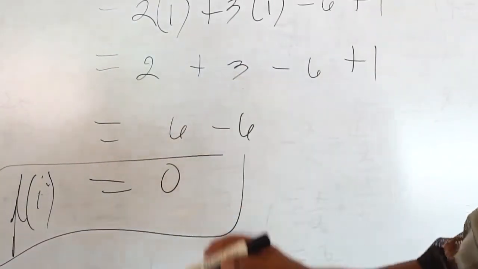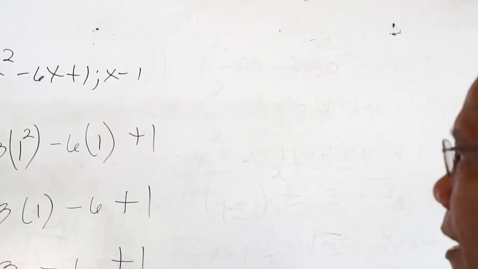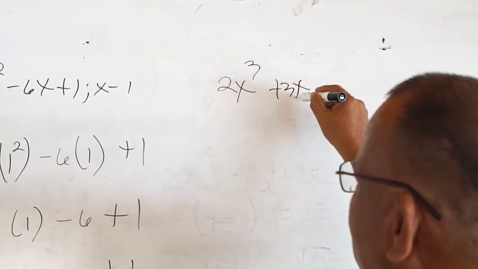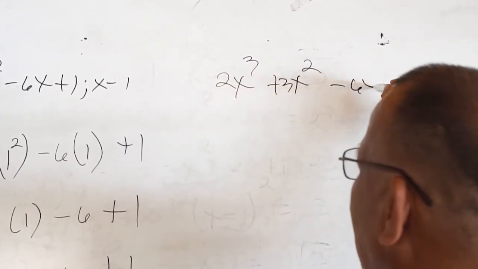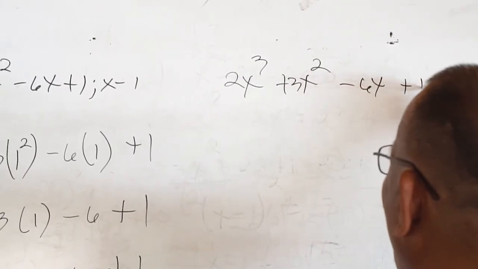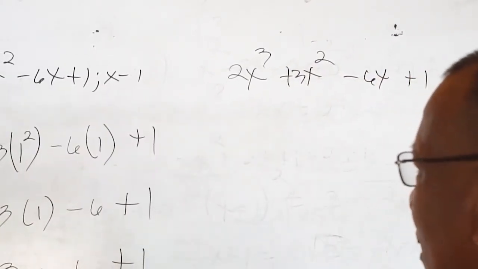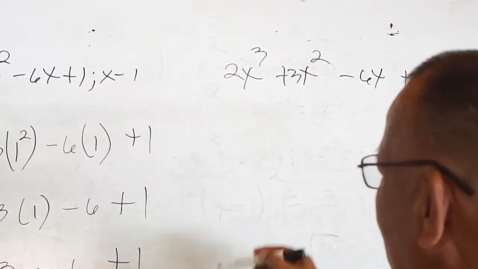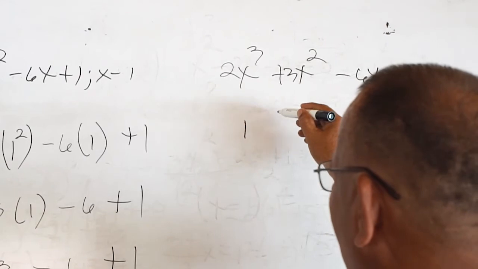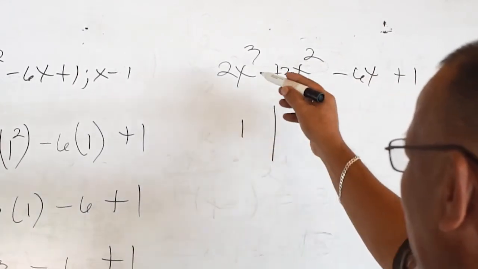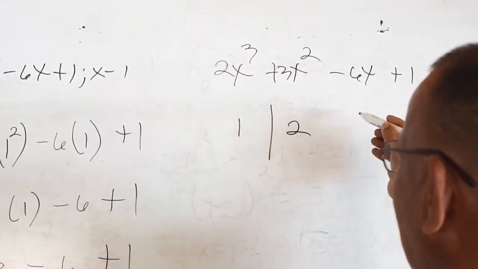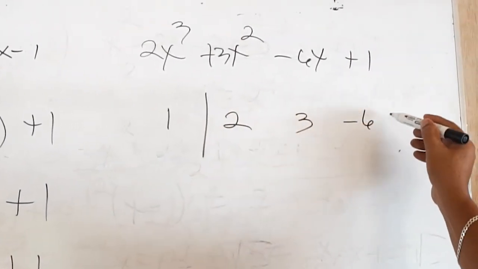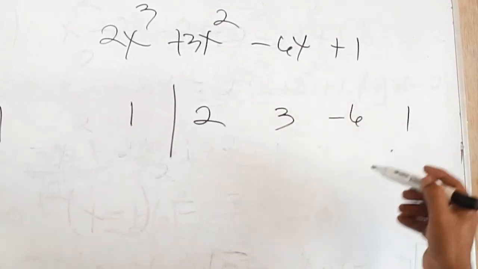Okay, use the synthetic division. In example number 3, so we have 2x cubed positive 3x squared, then negative 6x, then we have positive 1. Then if x is equal to negative 1, then change to positive. So we have positive 1. Okay, we have the first term is 2, the second term is 3, and the third term is negative 6, and the last term is positive 1.